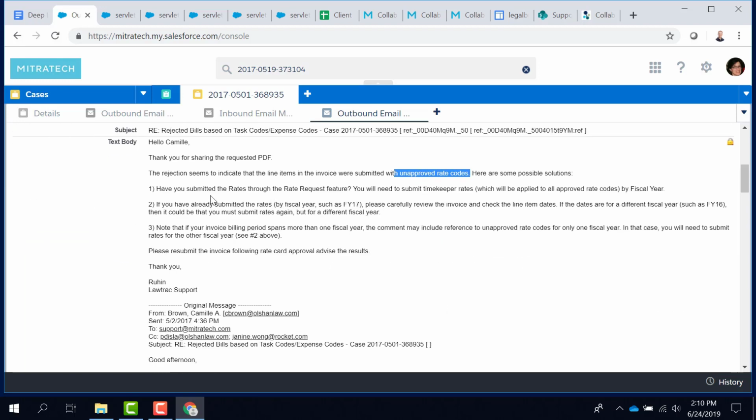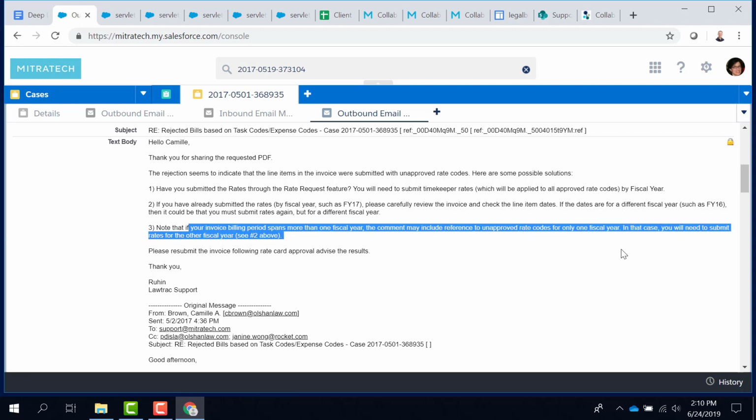Here are some possible solutions. Have you submitted rates? Have you submitted them for the future fiscal year? If your invoice billing period spans more than one fiscal year, you would need to have rates for both of those years then.